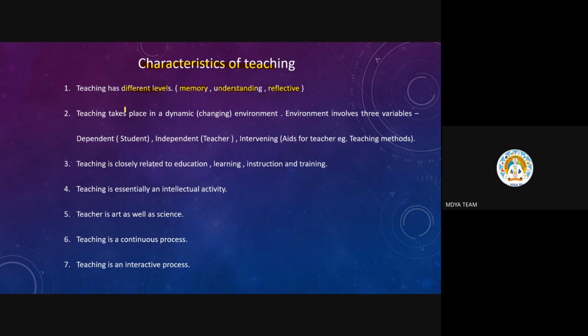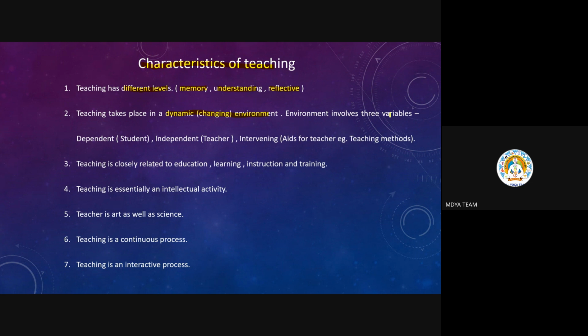Second, teaching takes place in a dynamic environment. The teaching always takes place in a dynamic environment. The environment in which the teaching-learning is happening is dynamic. It can't be static. So it's a dynamic environment.